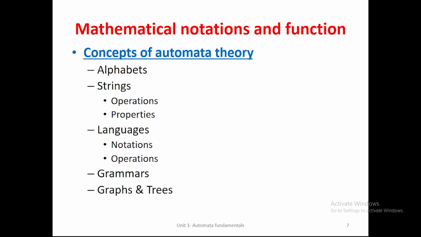Now we should be aware of the basic concepts of automata theory, which come under some mathematical notations. Using the basic mathematical notations, some operations can be performed in an automaton. These are the five concepts behind automata theory. First one is alphabet. Second concept is string. Third one is language. Fourth one is grammars. And the last one is graphs and trees.